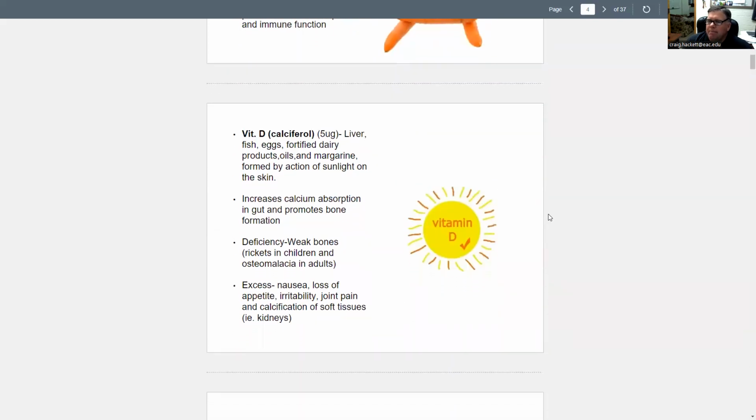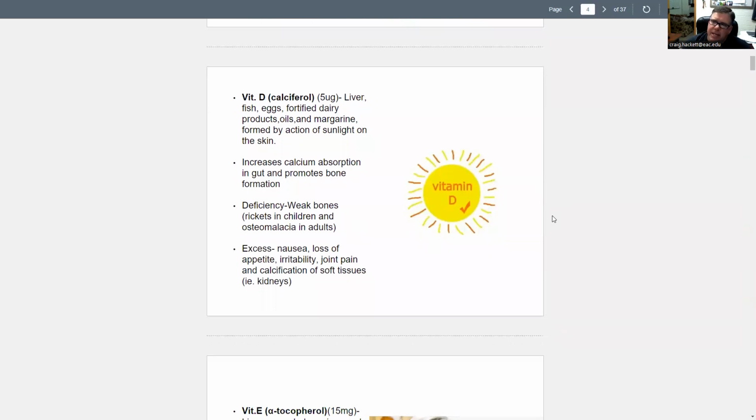Okay, vitamin D. Found in liver, fish, eggs. You can read it. Lots of it in sunlight. So this is the stuff we get when we go outside. We don't tend to have this problem or this deficiency here in Arizona. We get plenty of vitamin D. This vitamin D increases calcium absorption. So this is really important to remember.